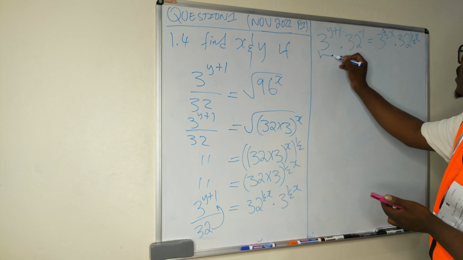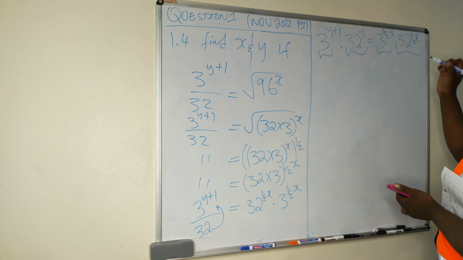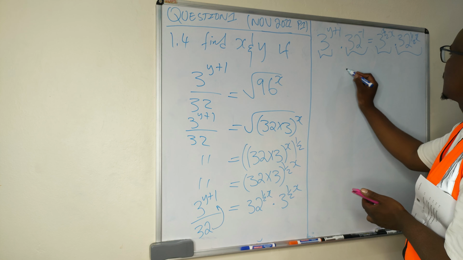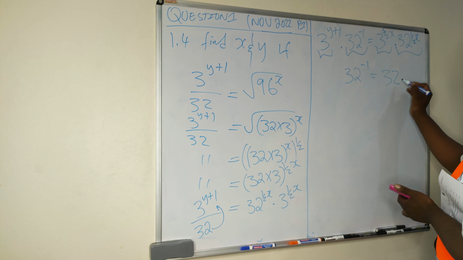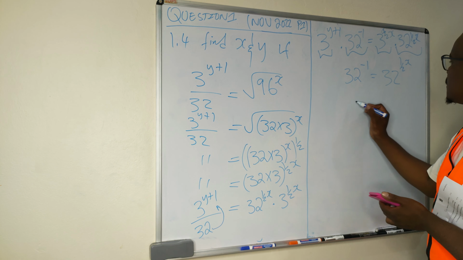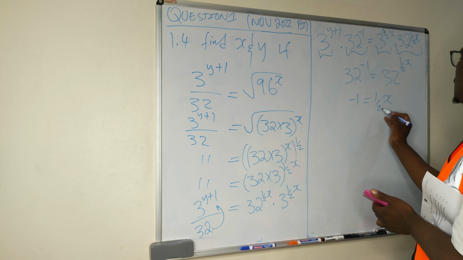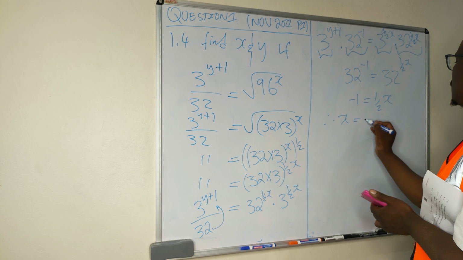So this one here is equal to this, and this guy here is equal to that guy there, right? So we can say 32 raised negative 1 is equal to 32 raised 1 over 2x. That means negative 1 is equal to 1 over 2x. Therefore, x is equal to negative 2.